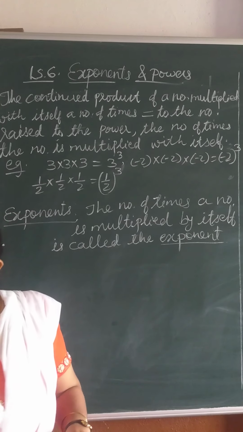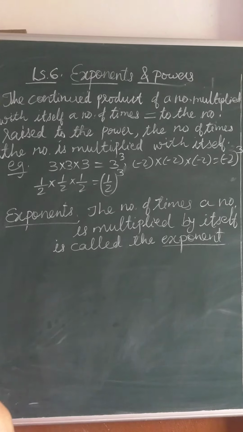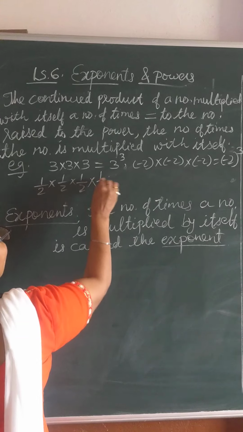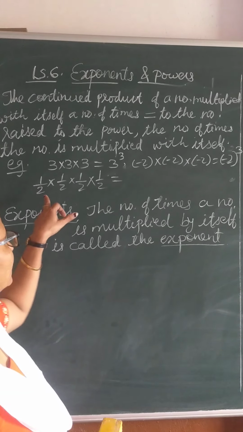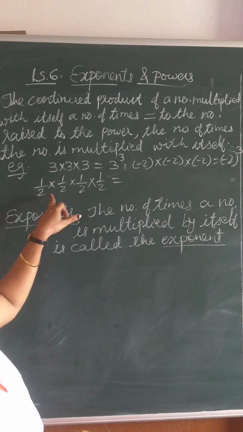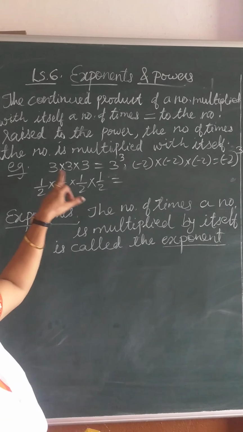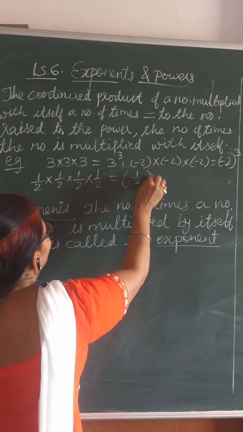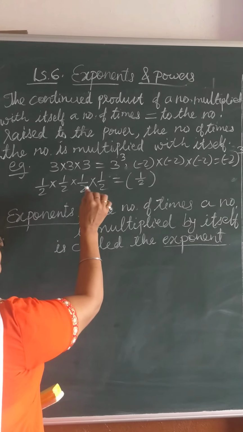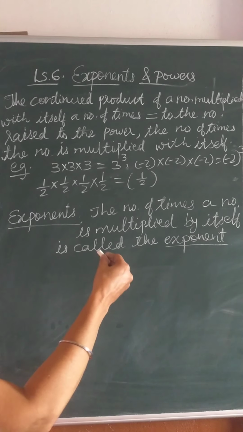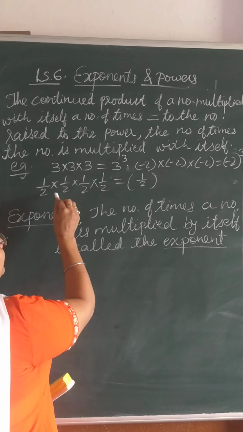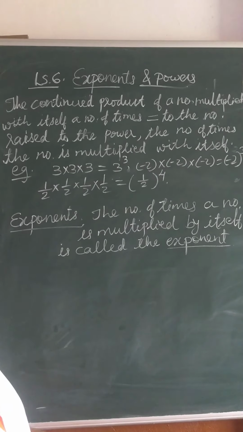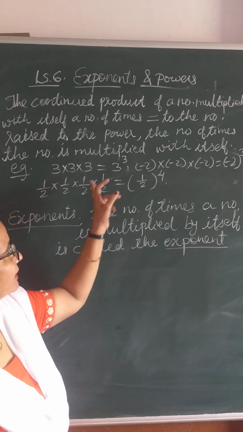Now let's move to this example. Let us take here 1 by 2. As you can see, this is a rational number. 1 by 2 into 1 by 2 into 1 by 2. How many times is it multiplied? 4 times. So first we write this number raised to the power the number of times this number is multiplied with itself. So how many times is it multiplied with itself? 1, 2, 3 and 4. So it will be written like this.